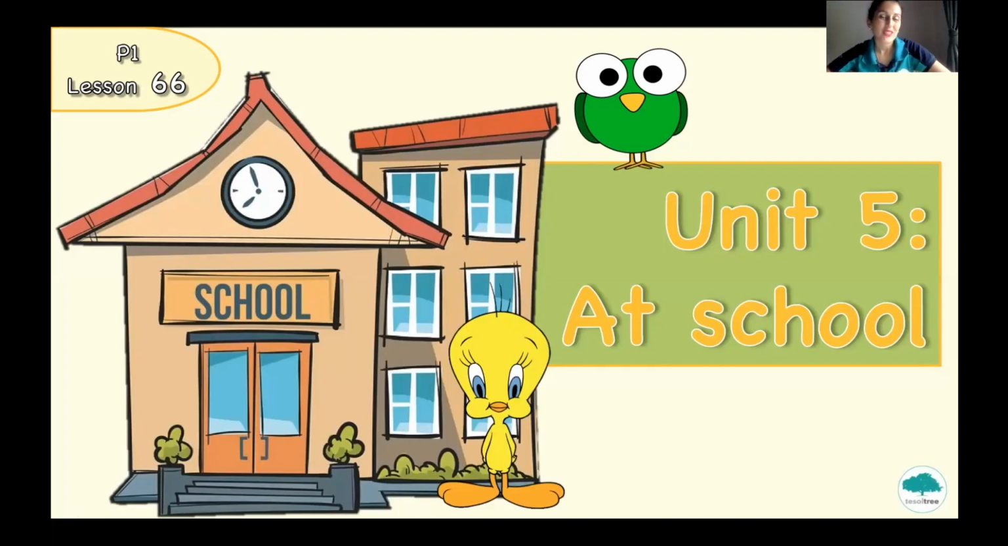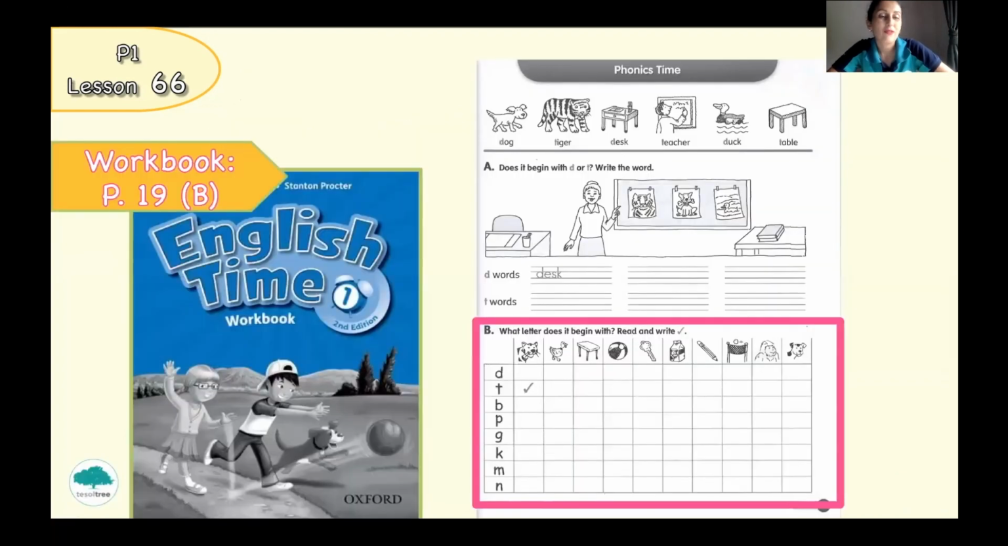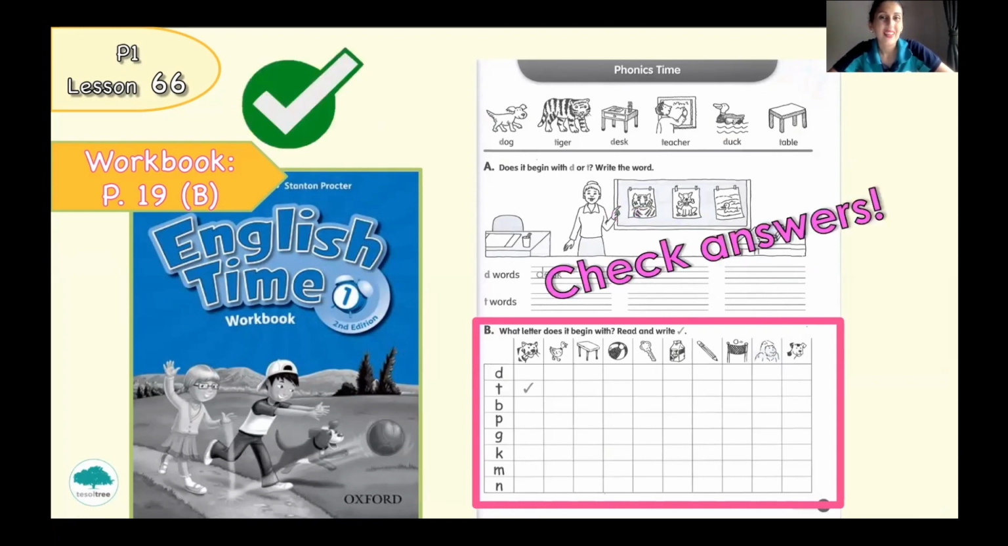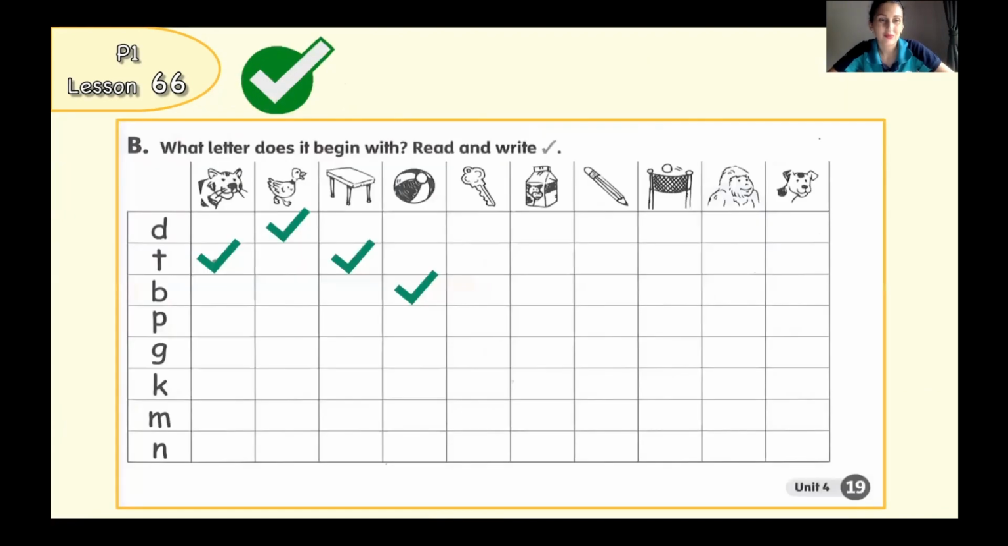Today we're going to start a new unit, number 5, at school. But first, let's check the answers of your homework. You had to do activity B on page 19 in your workbook. Let's check the answers together.